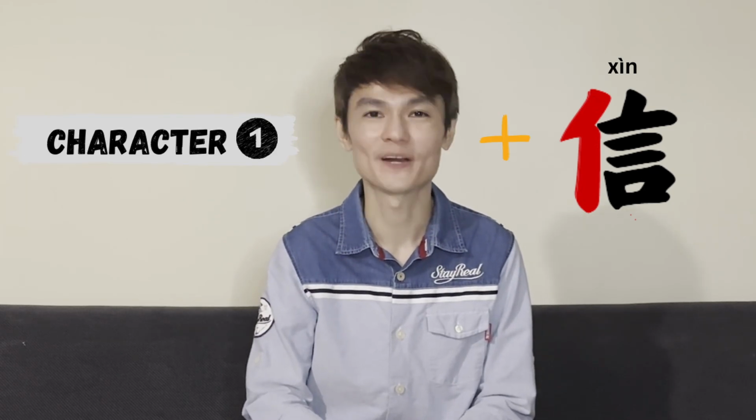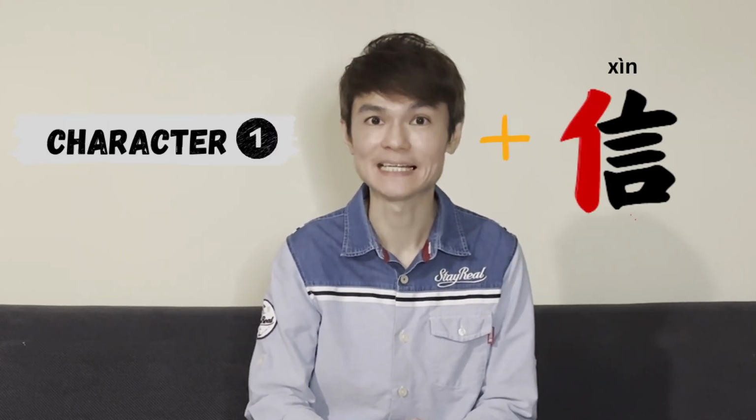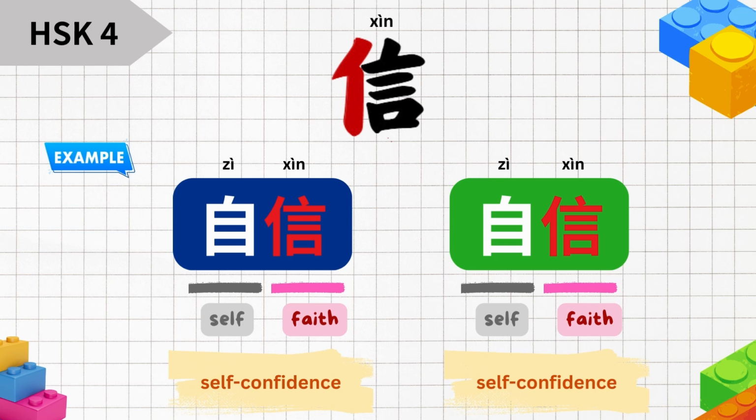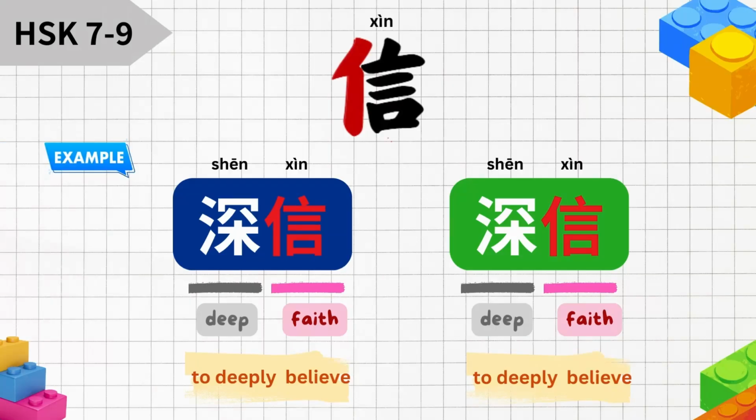信 is also used at the end of many words. For example, 相信. 相 means mutual or each other, and 信 means trust or believe. So 相信 together means trust. Other useful vocabulary with 信 at the end include 通信, 自信, 回信, 深信.